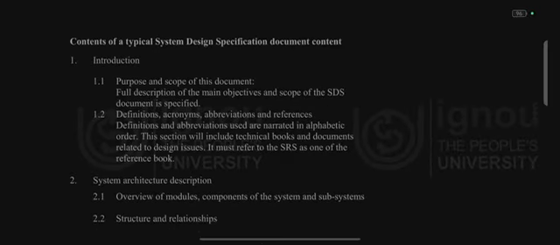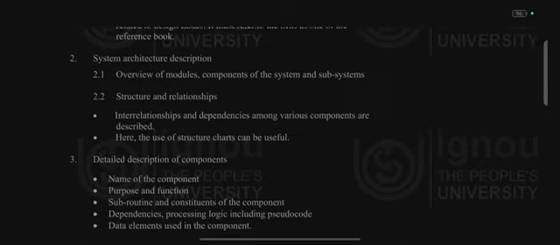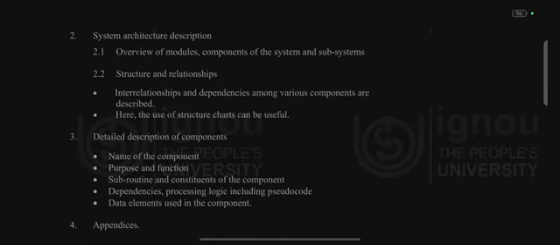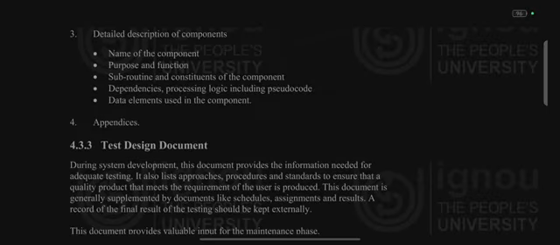System architecture description. Overview of modules, components of the system and subsystem, structures and relationships. Interrelationships and dependencies among various components are described. Here, the use of structure charts can be useful. Detailed descriptions of components. Name of the component, purpose and function, subroutine and constituents of the component, dependencies, processing logic including pseudocode, data elements used in the component. Appendices.